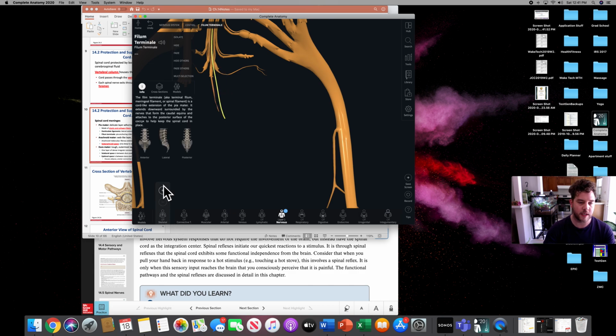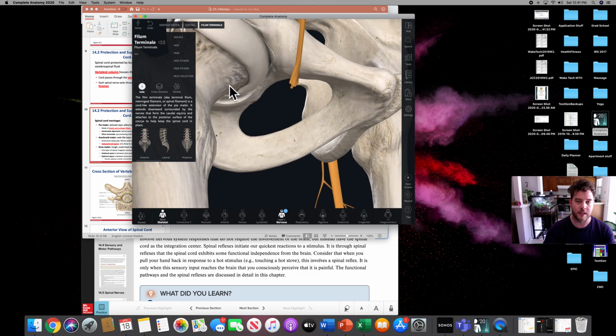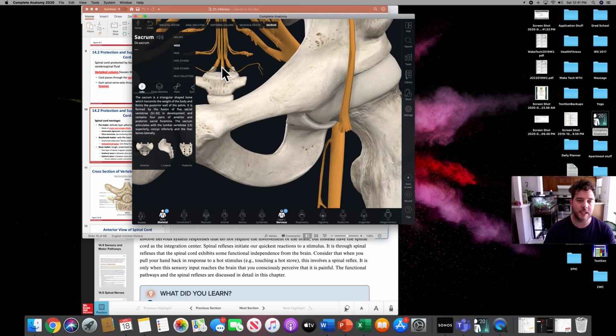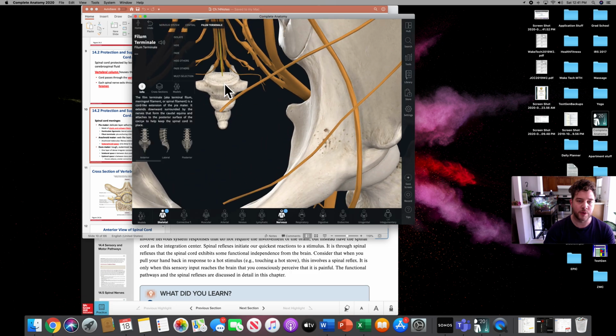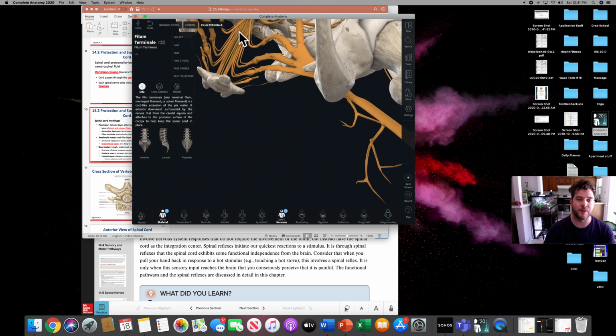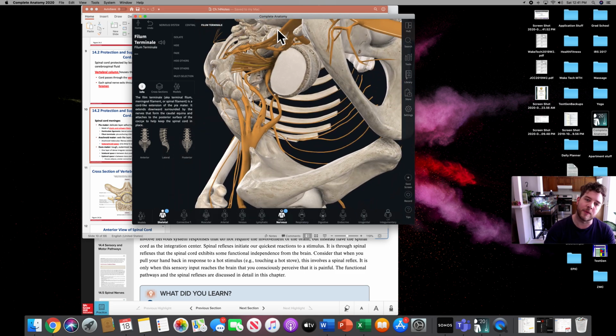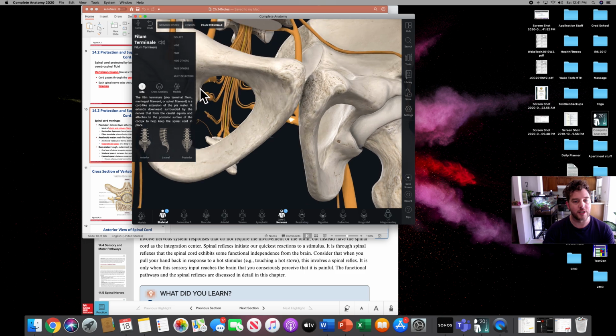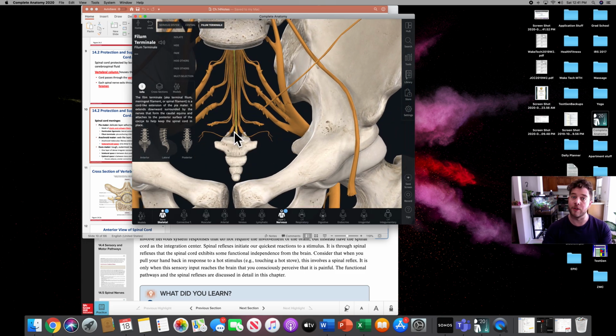So I'm going to put the skeletal system back on, and I'm going to hide the sacrum. You can see how this filum terminale goes right into the coccyx. You can see how it runs back up into the spinal cord and then down here to the coccyx to help anchor the spinal cord. Okay.